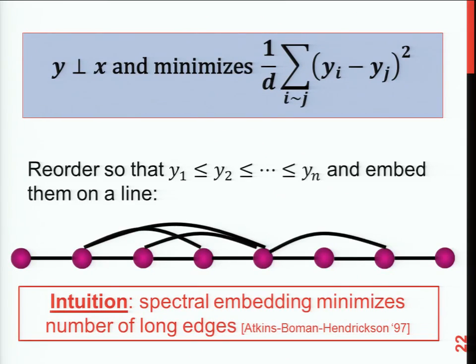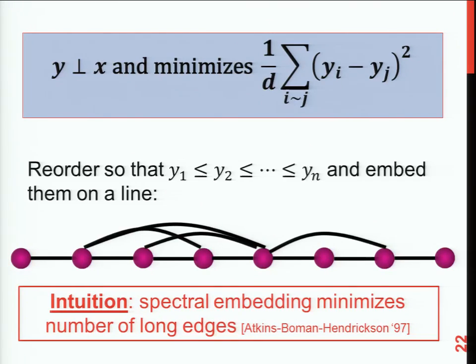And this is called the spectral embedding. So here's a way that, given a graph, you can order it on a line so that the number of edges going a long distance linearly is very small. So spectral embedding minimizes the number of long edges, and actually this way of drawing graphs was proposed in '97 by these authors.